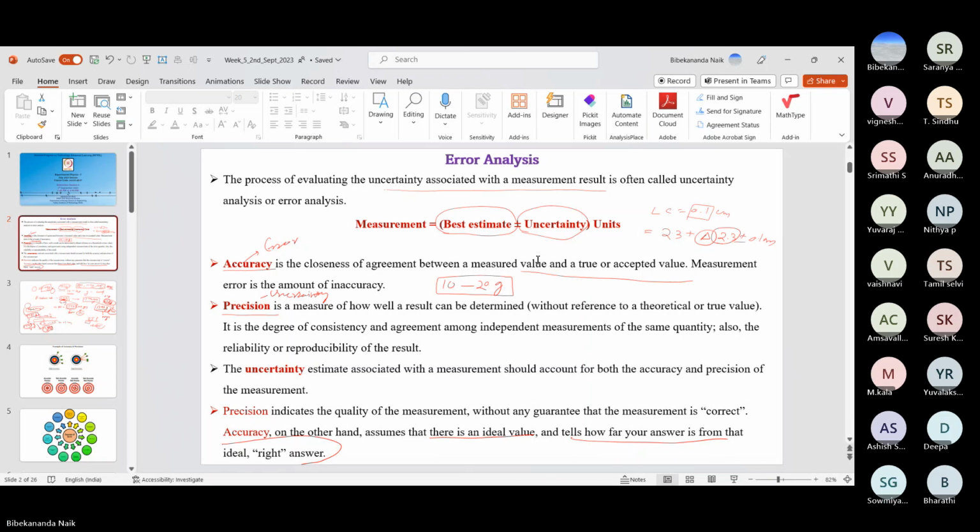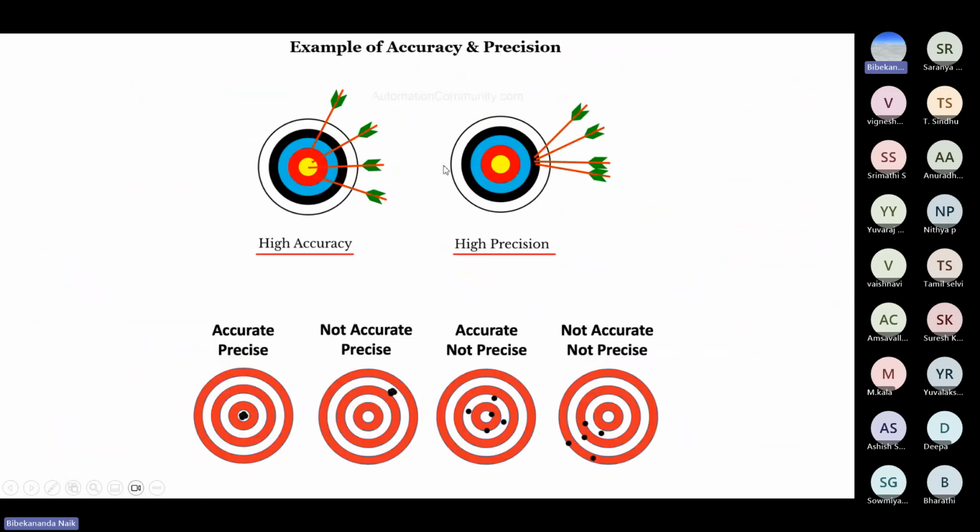Okay, so now if you have any doubt, if you see this figure, then you can clearly understand the difference between accuracy and precision. Here, the center of the target is yellow. Suppose we take this point as the center, where r equals 0.